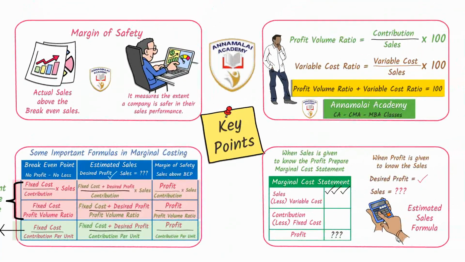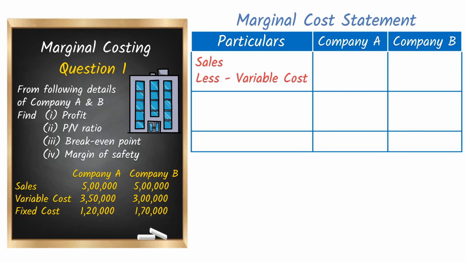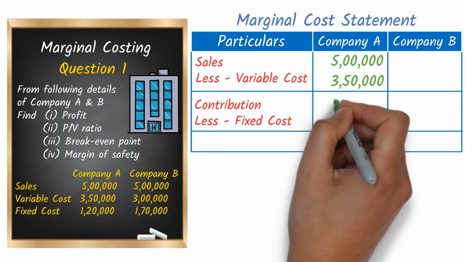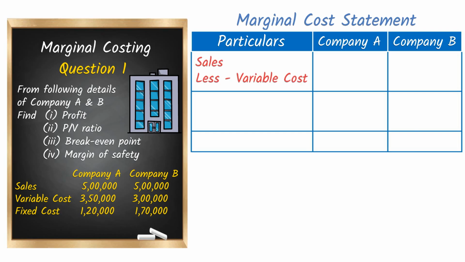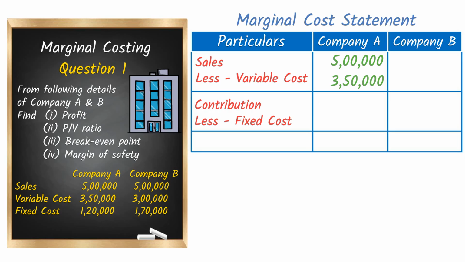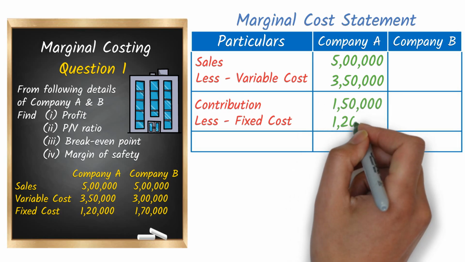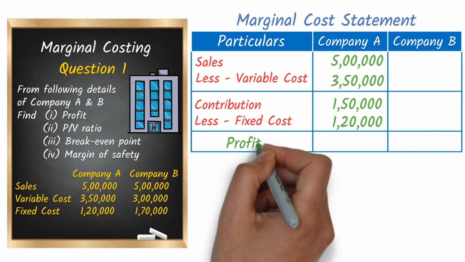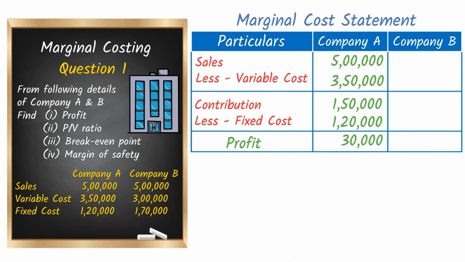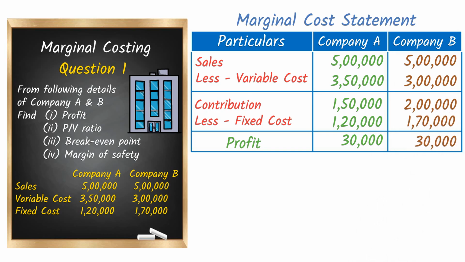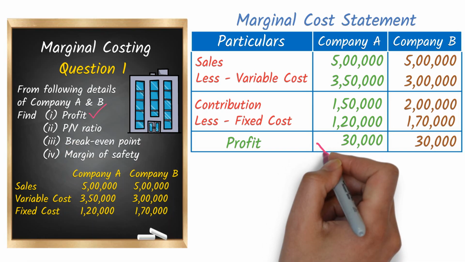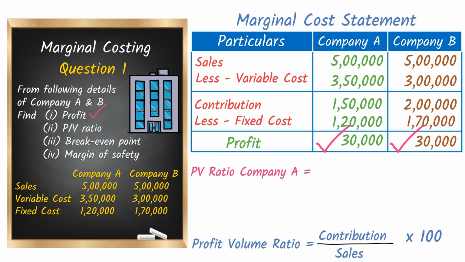Let us discuss some practical questions. In the first question, we are given the details about two companies, company A and company B. Starting with the marginal cost statement. Company A: sales 5 lakhs, variable cost 3,50,000, contribution 1,50,000, and you deduct the fixed cost, you get a profit of 30,000. Repeat this process for company B, you get the profit of 30,000. So the first question is answered. Profit for both the companies are 30,000 and 30,000.